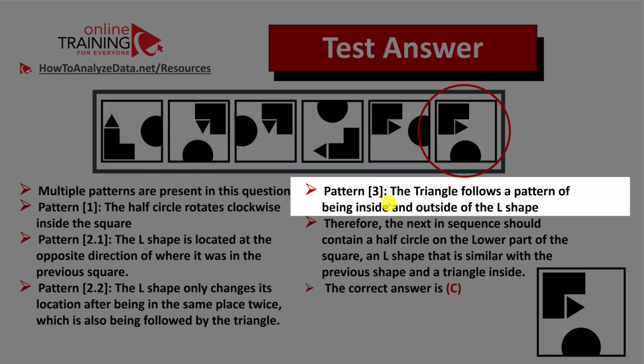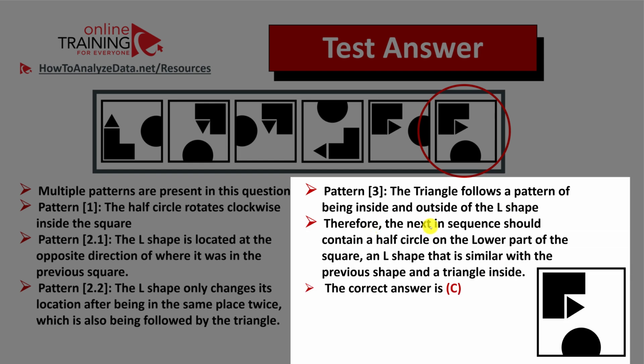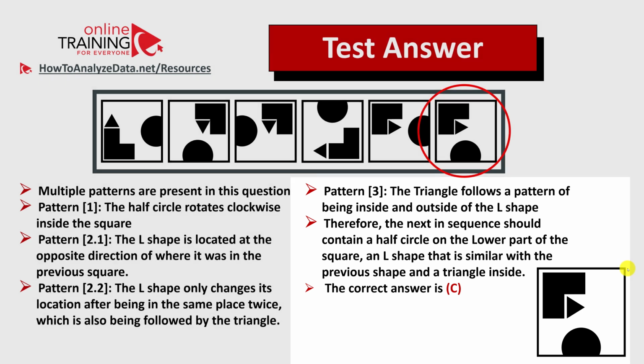And then the last but not least pattern is the pattern of the small triangle. The small triangle here follows the pattern of being inside and outside of the L shape. Therefore, this is why the next item in the sequence should contain a half circle in the lower part of the square and then the L shape, which is similar with the previous shape and the triangle inside. So the correct answer is choice C. Hopefully you understand what to look for in the similar questions in the test.